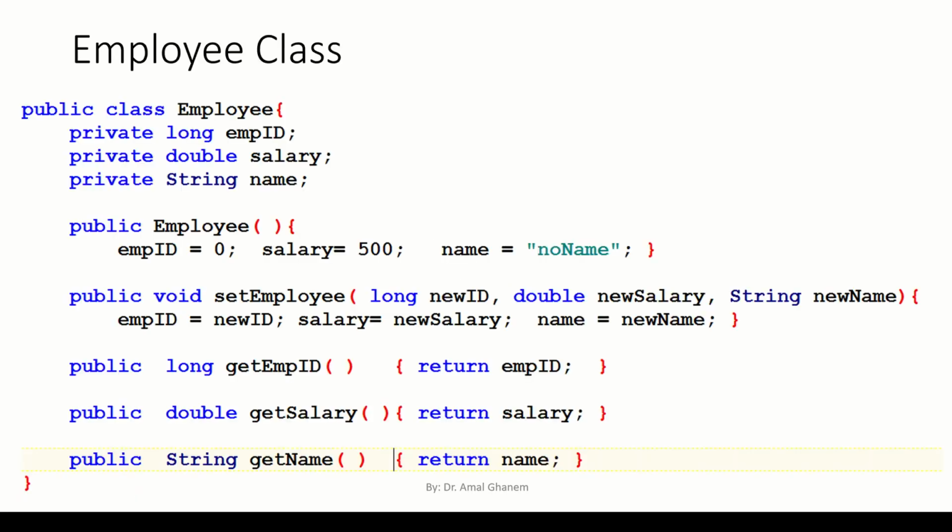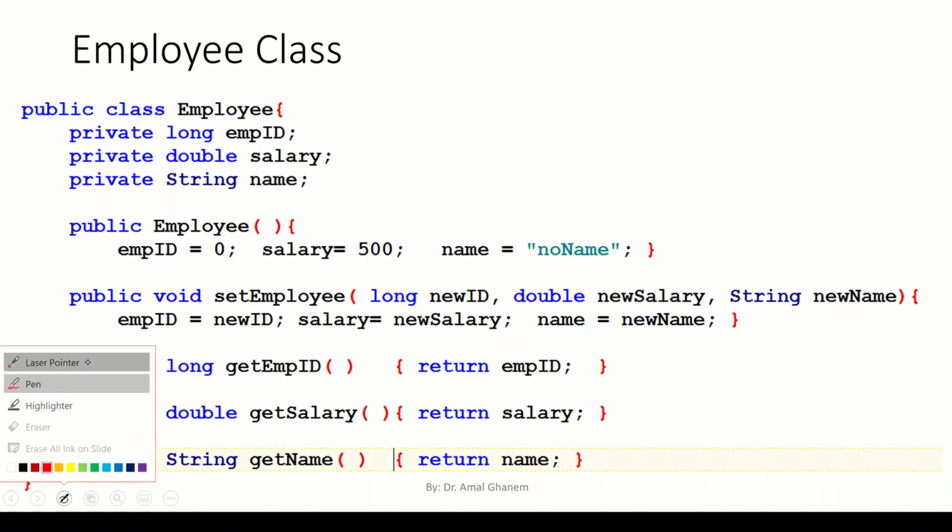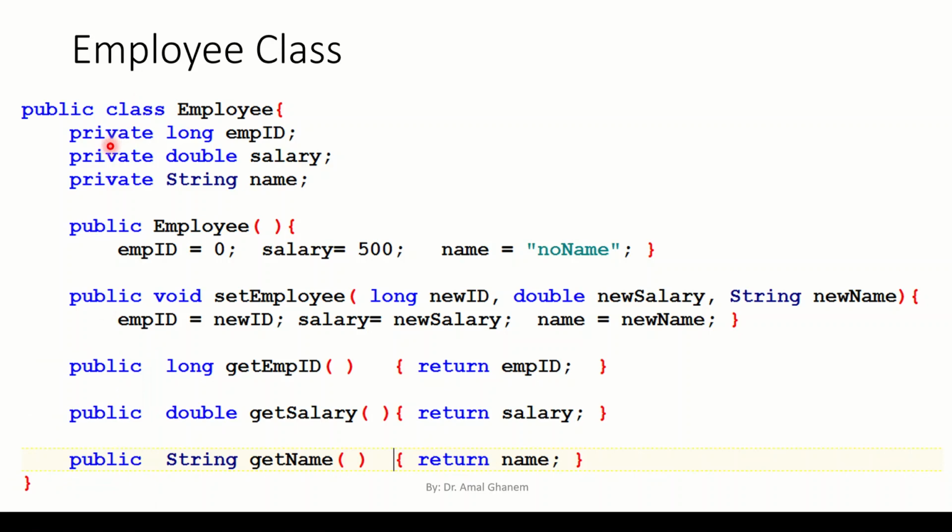We will assume we have the following class. We have a class employee, such that we have a private long employee ID, private double salary, and a private string name. So we have three private members representing the data of an employee, which is ID, salary, and name. And then the methods we have, as usual, we have a constructor at the beginning. The main aim of the constructor is initializing employee ID to 0, salary to 500, name to no name.